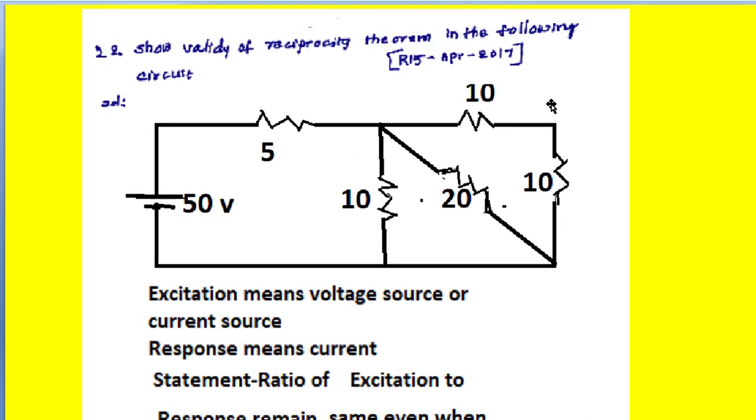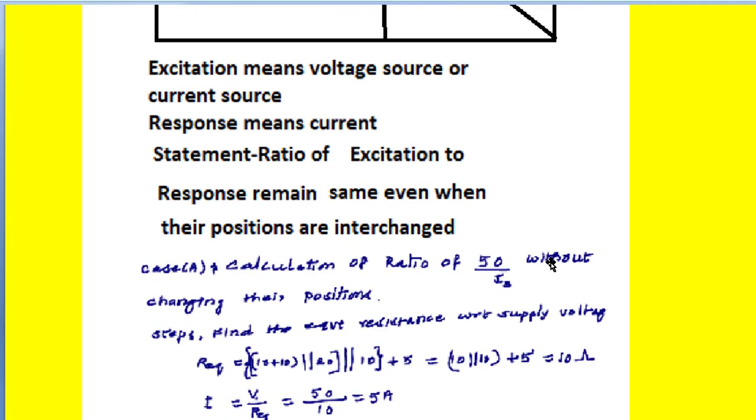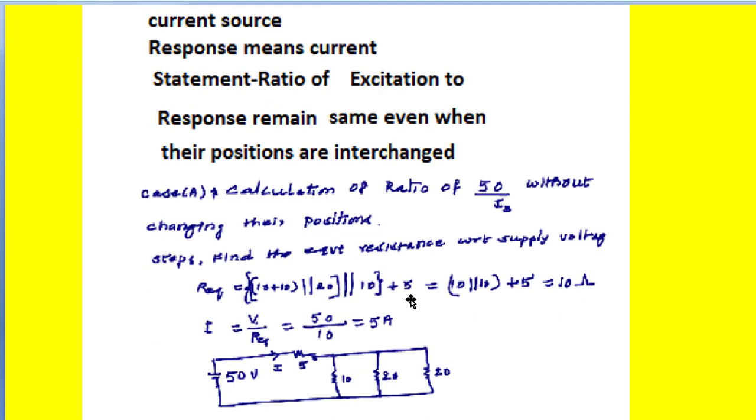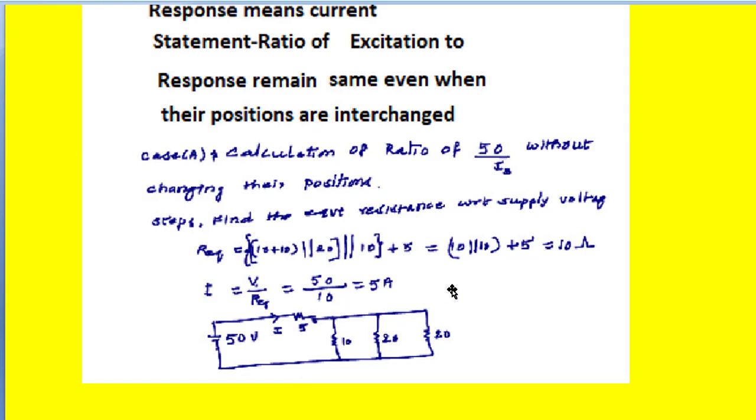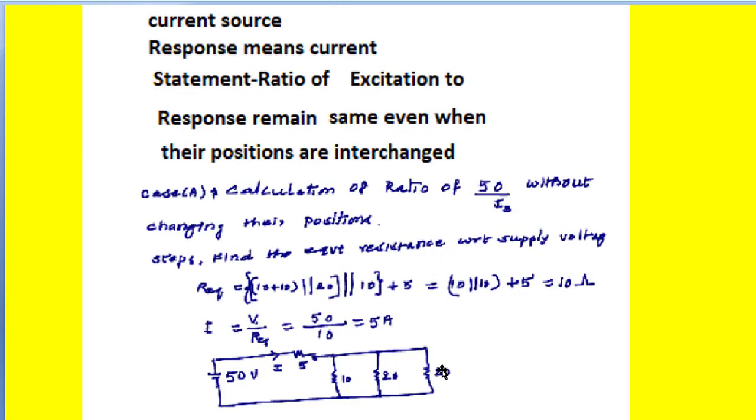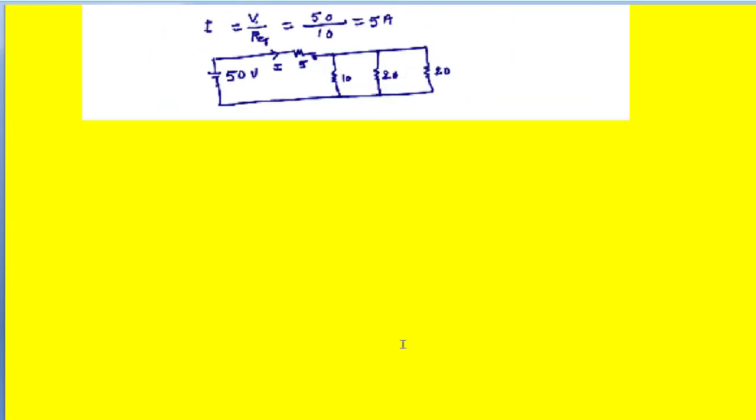So let us say we want to verify the reciprocity theorem with respect to this last branch like this. So what we do is first we rewrite the circuit, that is 10 plus 10 becomes 20, so we get the circuit like this, and then we can also find the total current supplied by the source. Then we get 5 amperes.